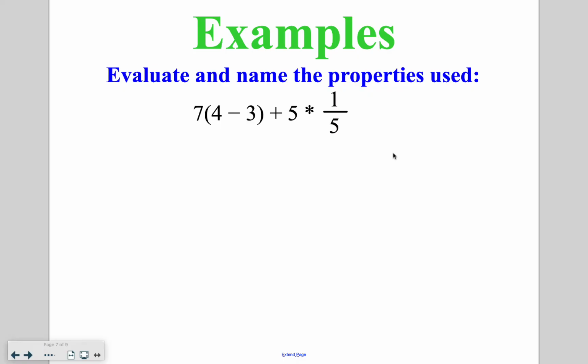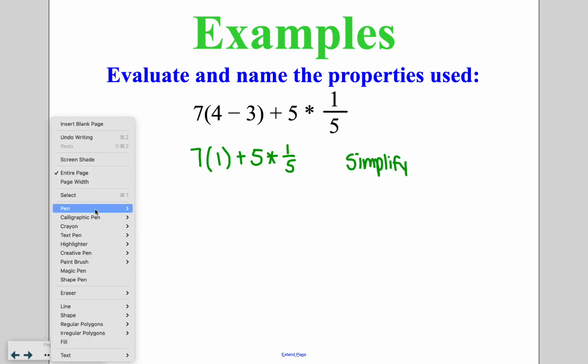Now we're going to use the properties to help us evaluate an expression. So we're going to go through solving with PEMDAS and name any properties that we use. So according to PEMDAS, my first step here should be to solve the parentheses. 4 minus 3 is 1. And then I'm going to write out the rest of my expression. As I solved that step, if you refer back to your properties list, 4 minus 3 is not a specific property, so we're just going to call that simplifying. So anytime you are not using a specific property, you can just call it simplifying.